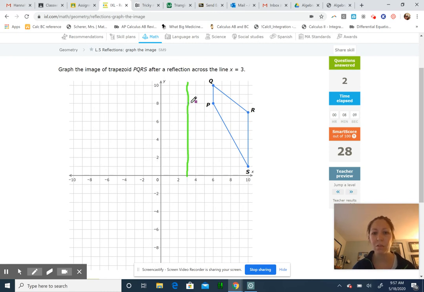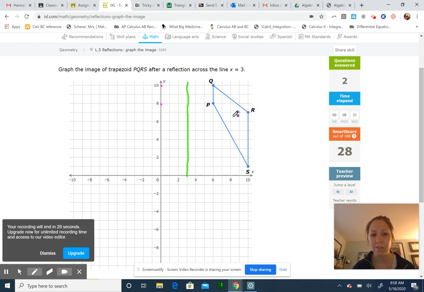So P is 1, 2, 3 away. That's on the y-axis here. Q is, let's see, 1, 2, 3 away. So 1, 2, 3. R is, let's see, 1, 2, 3, 4, 5.